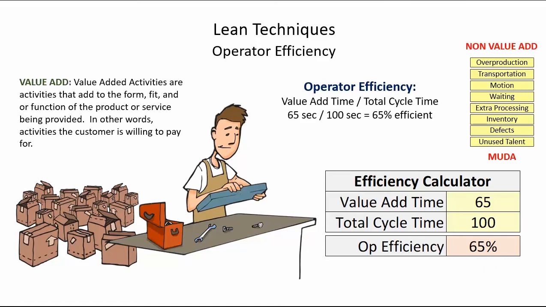Operator efficiency is the percent of total cycle time made up of value-added activity. It can be calculated by dividing the operator value add time by the total operator cycle time. As an example, if the total operator cycle time is 100 seconds and the value added portion of the total cycle time is 65 seconds, the operator efficiency is 65%. 65 divided by 100 equals 65%. Poor operator efficiency drives up cycle time, which results in a higher than necessary labor cost and a lower than necessary productivity.